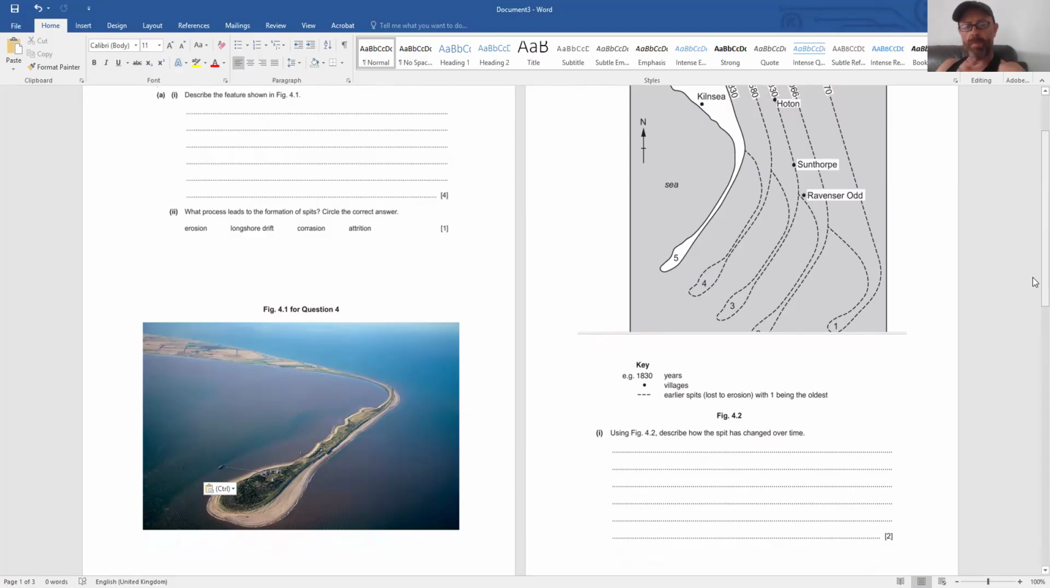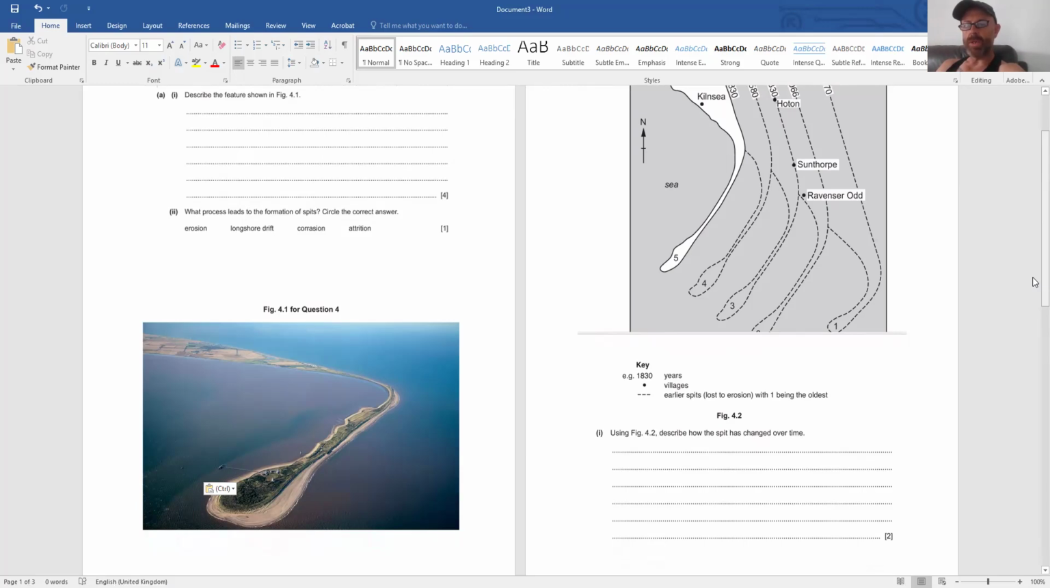Okay. Well, we can see a spit. We can see that there's beaches, there's sand. Okay. Do you know it curves? It's very curved, isn't it? It's curved. It's a bit thin in places. So I've thought of 4 words already.